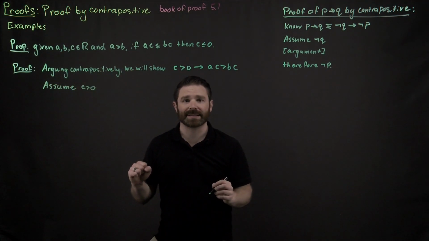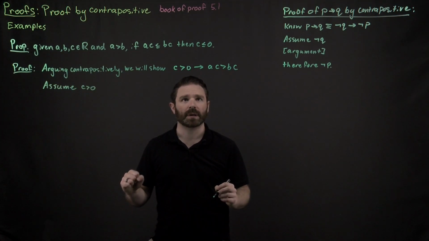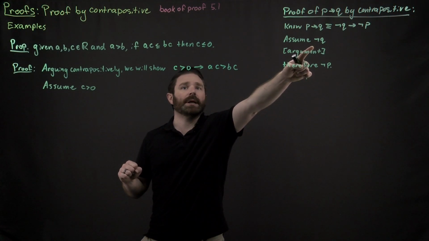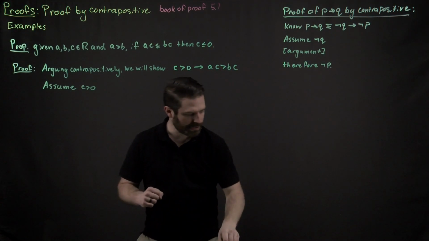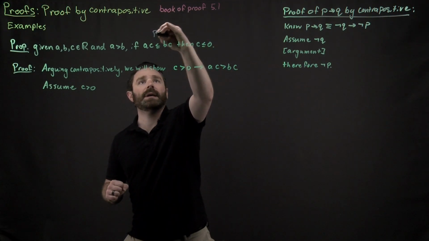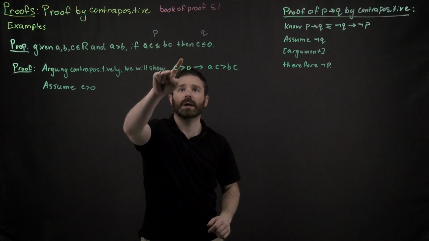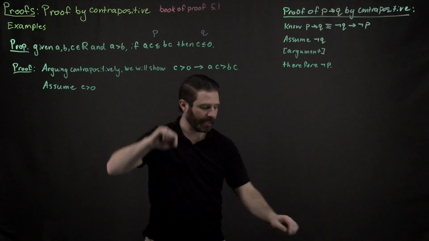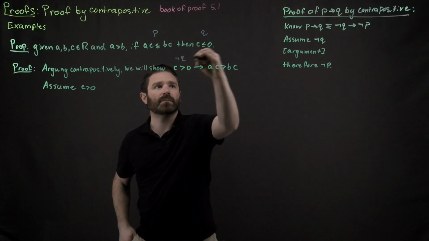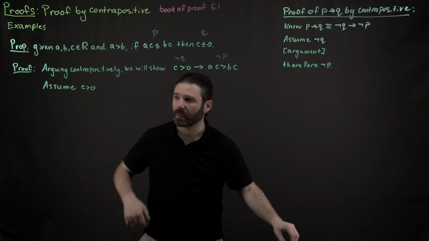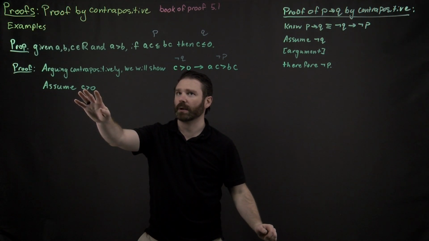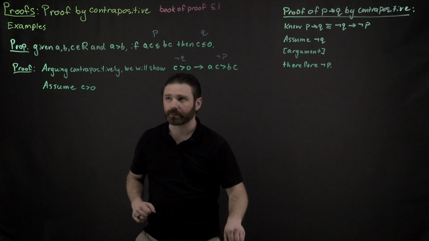So we assume that C is greater than 0, right? So we're assuming not Q. So this right here, this was our P, that's our Q. We are assuming not Q. Not Q, that's this guy right here. So we're going to assume C is greater than 0.